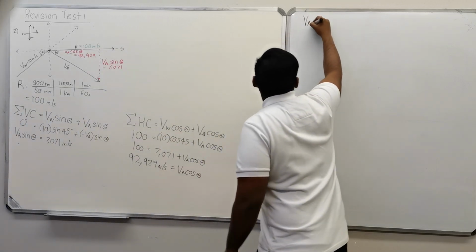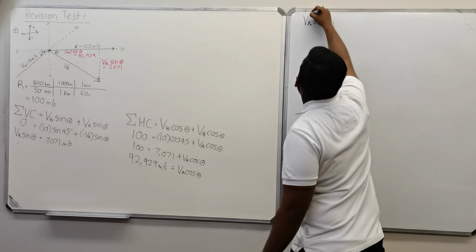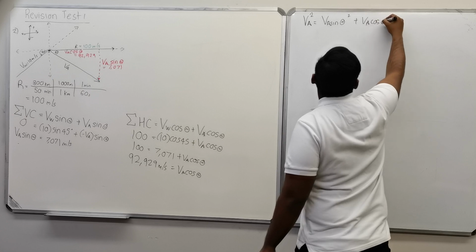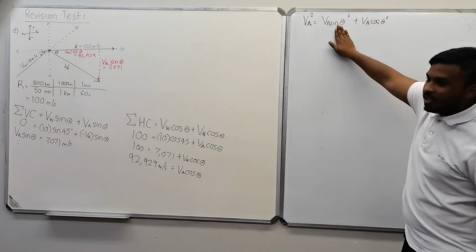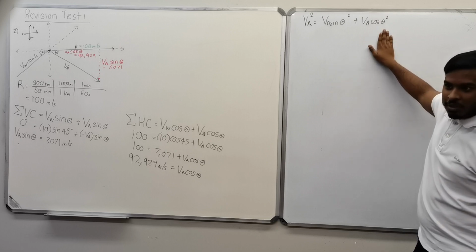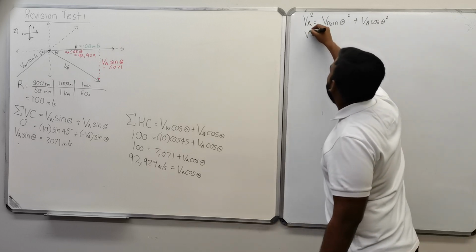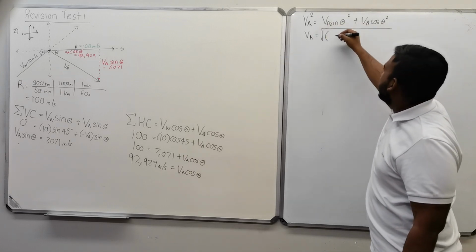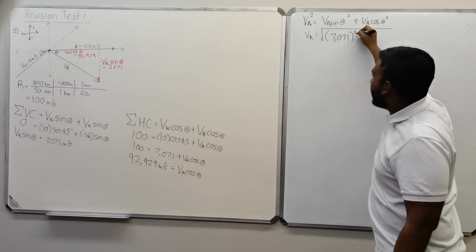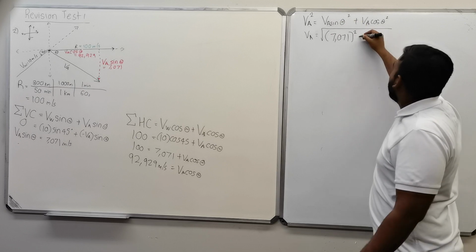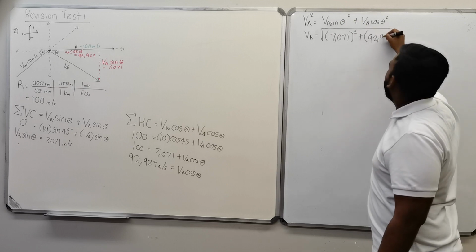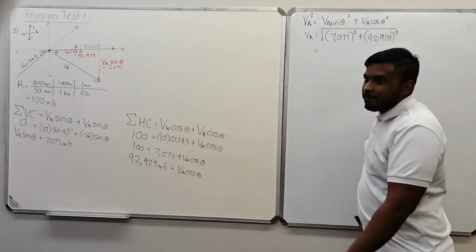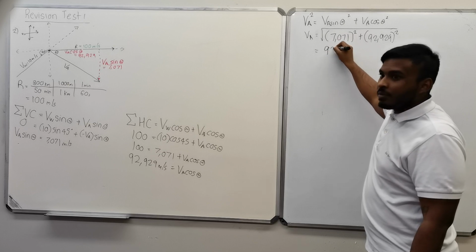You would say VA squared is equal to VA sine of the angle squared plus VA cos of the angle squared. Because remember, this is the vertical component, this is the horizontal component. Okay? So VA sine of the angle is 7.071 squared, because that's the value of that. Plus 92.929 squared, which is 93,198.